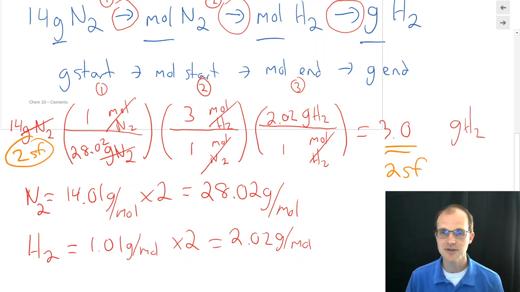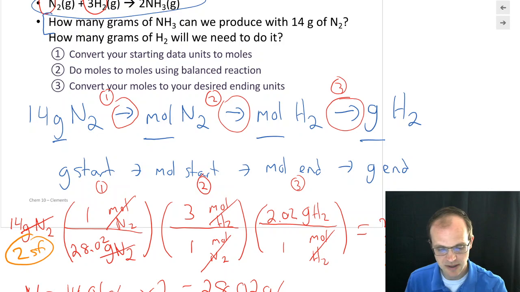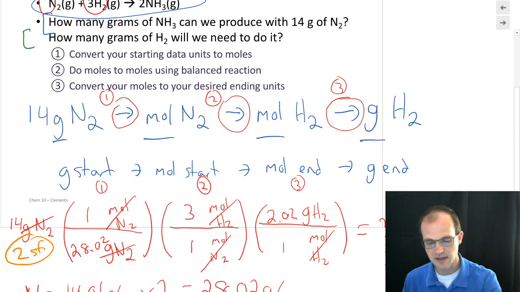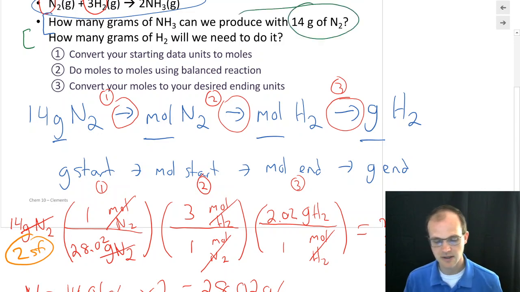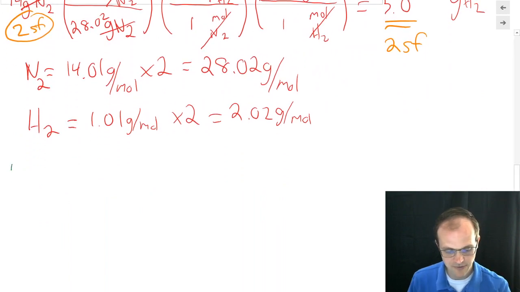So that's how we do a grams to moles to grams problem, what we call stoichiometry, the ratio of elements and atoms. We're going to do a very similar problem, this next one here. We're going to say how many grams of hydrogen do we need to react with 14 grams of nitrogen. So we're going to start with our 14 grams of nitrogen.